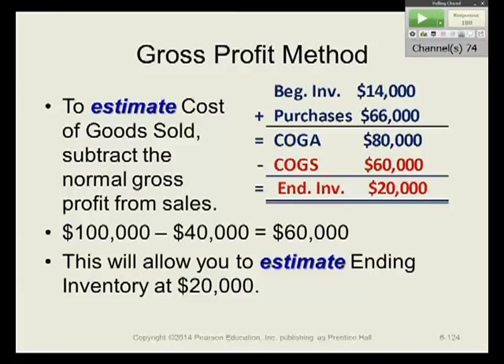But again, this is why we call it the gross profit method, and our estimated ending inventory under the gross profit method is going to be 20,000. Now that 20,000 could be compared to an actual count. That 20,000 could become an insurance estimate that I give to the insurance adjuster on a claim.